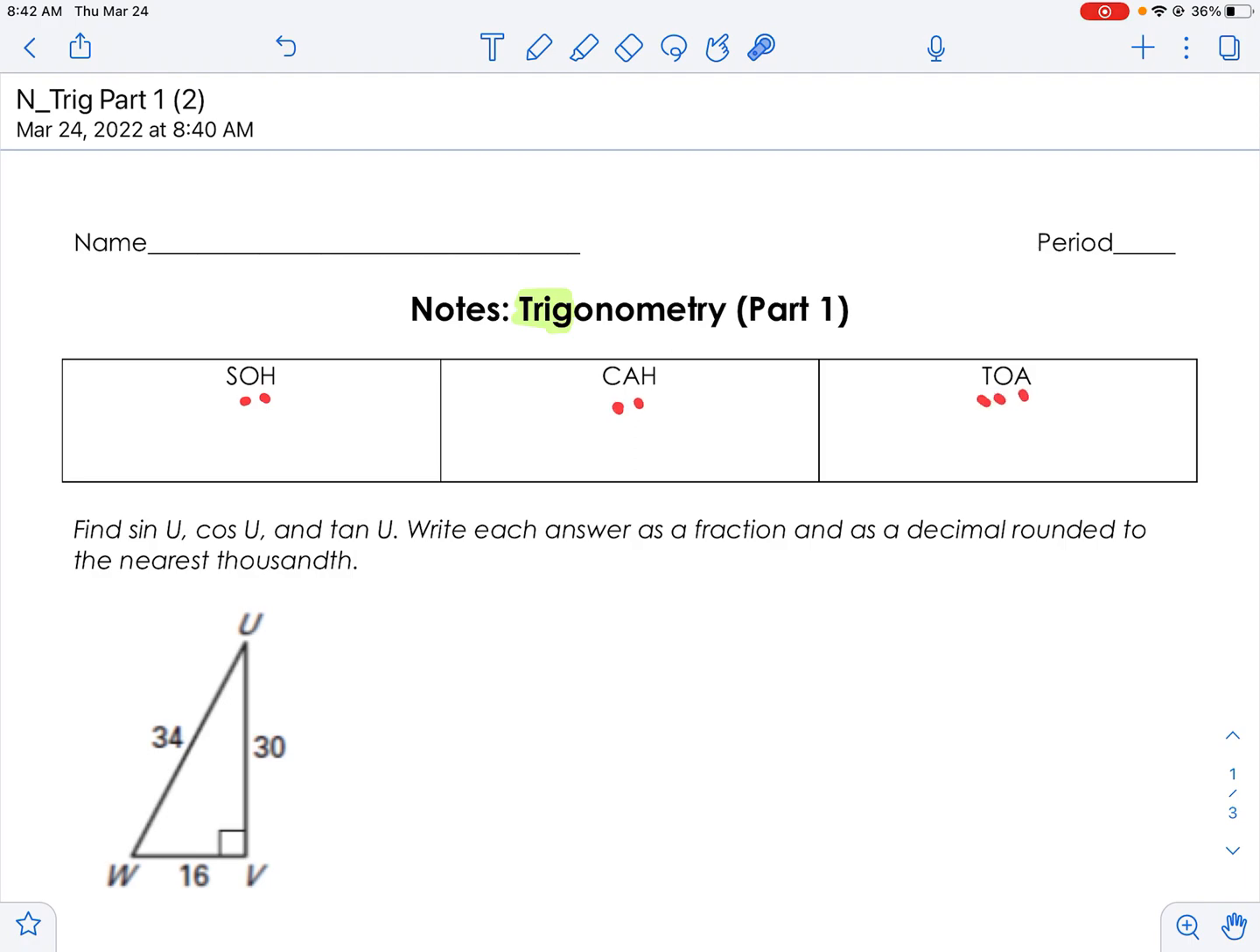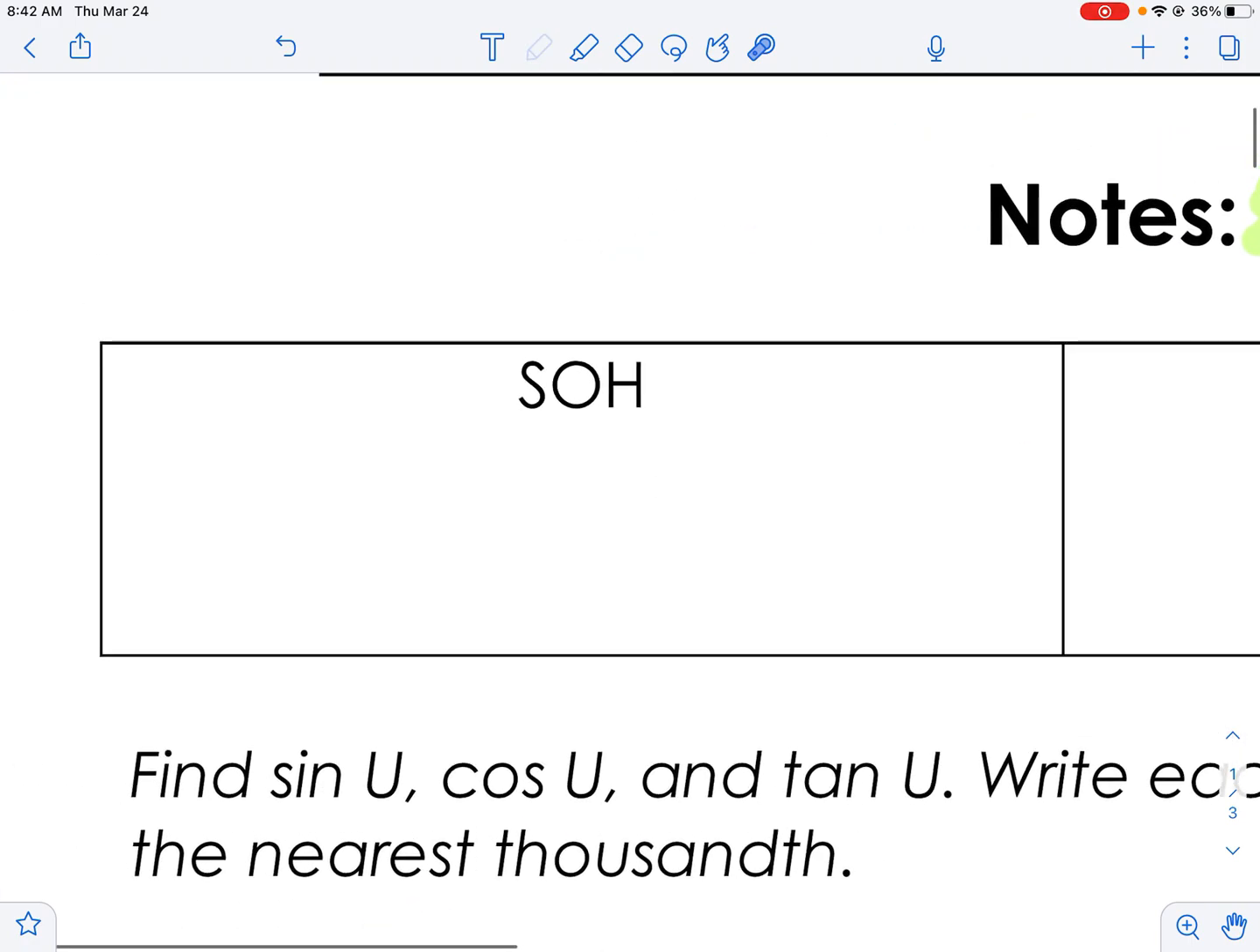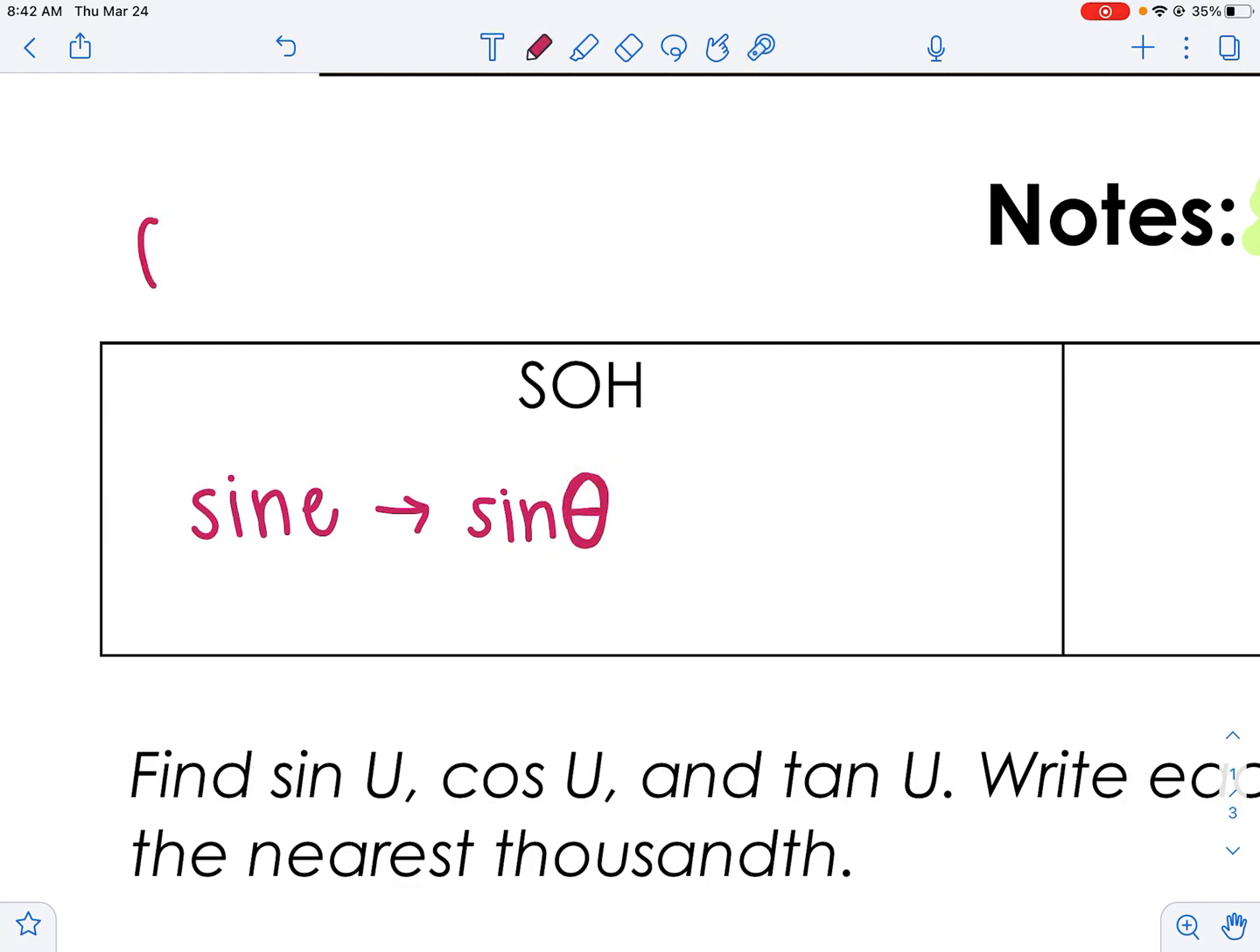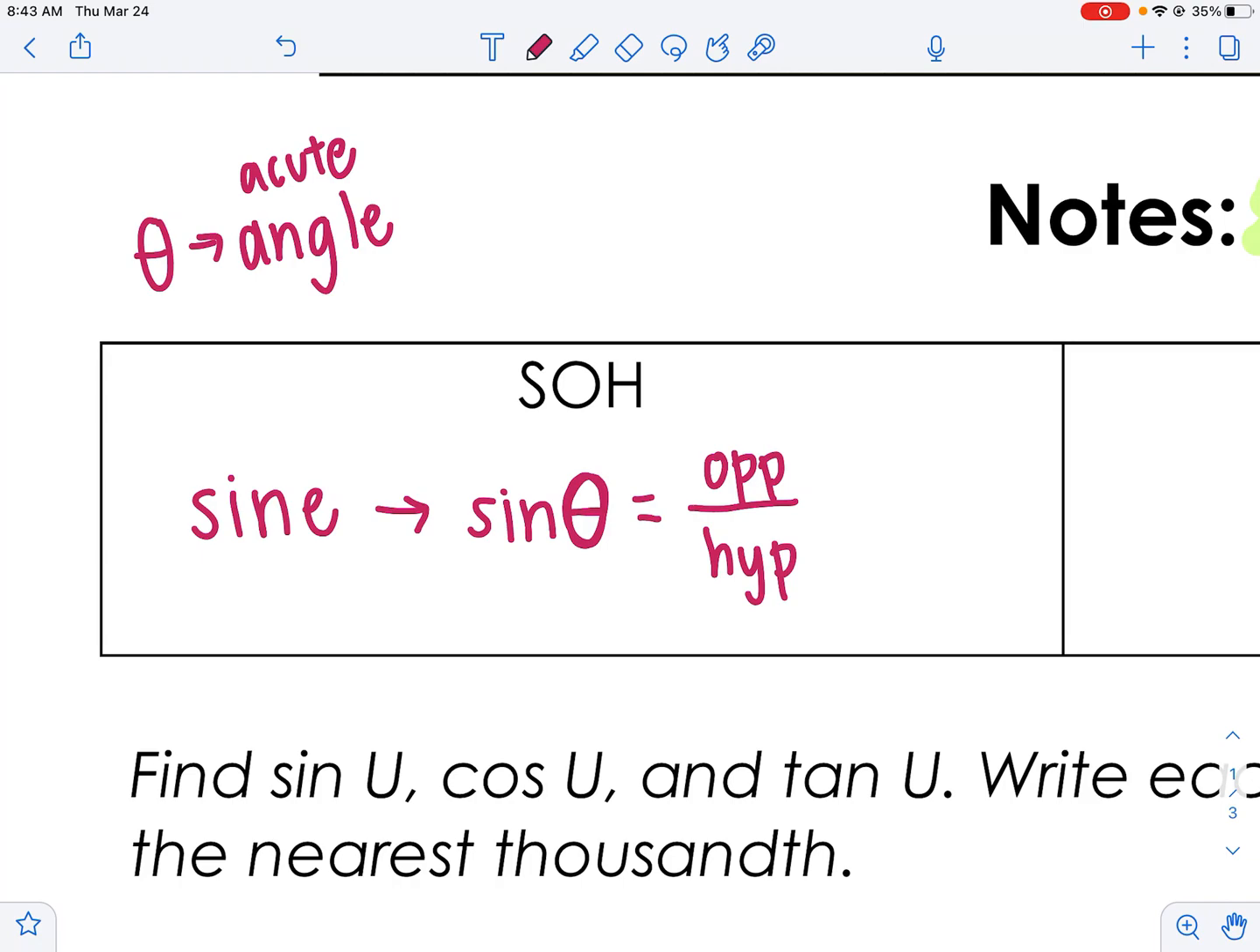So if you think back, we've talked about what some of these little symbols and abbreviations mean. SOH is just a short way of remembering sine. Sine abbreviates to SIN, still called sine, and our formula for sine of theta, this symbol right here means theta. Theta is basically just an angle, specifically one of our acute angles. So sine of theta is opposite over hypotenuse.